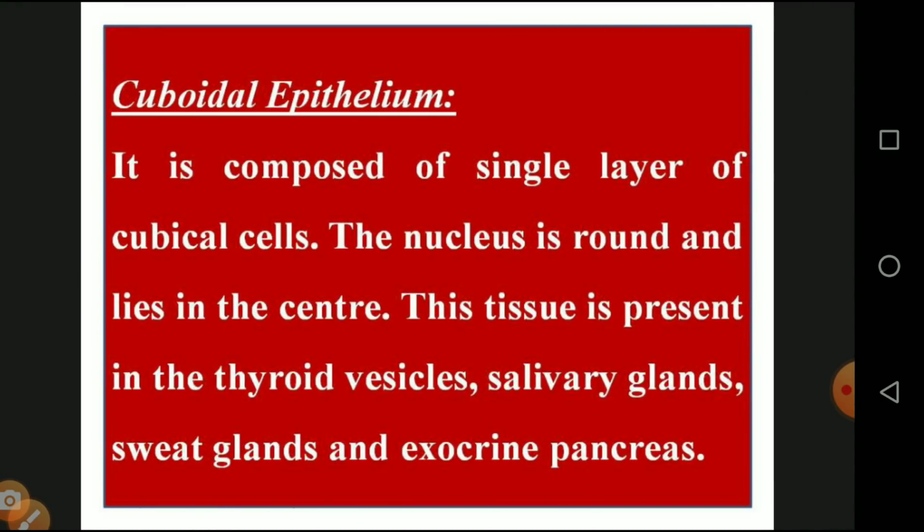And the second one, cuboidal epithelium, is composed of a single layer of cuboidal cells. The nucleus is round and lies in the center. So the second difference is that the nucleus is located only in the center and is round. This tissue is present in the thyroid vesicles. We know that in the neck region we have an endocrine gland, the thyroid. We have already studied the endocrine system. It is also found in the salivary gland, which secretes into our mouth, the sweat gland, which is located in our skin, and the endocrine gland of the pancreas, which is located in the upper abdominal cavity between the stomach and the duodenum. So these are the places that have cuboidal epithelium.